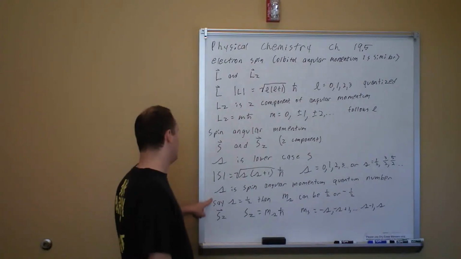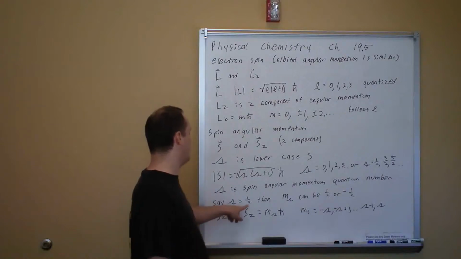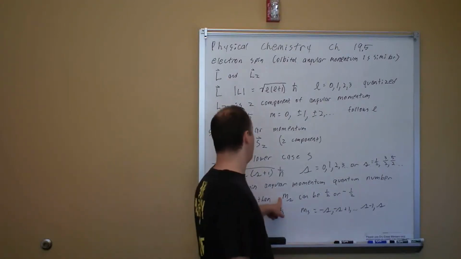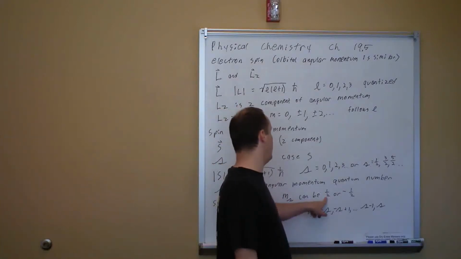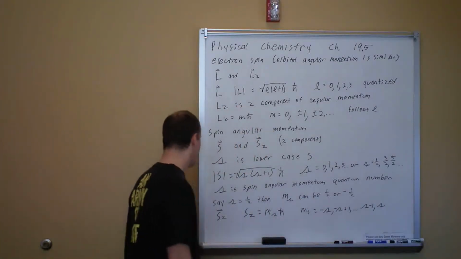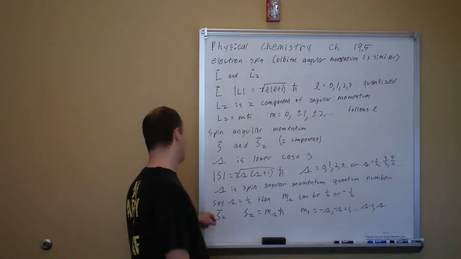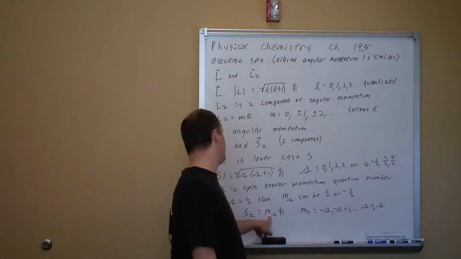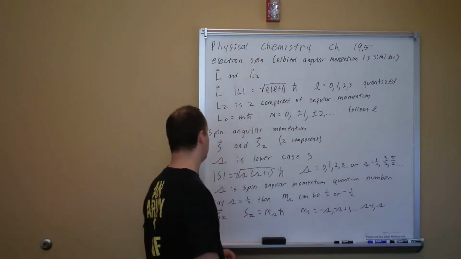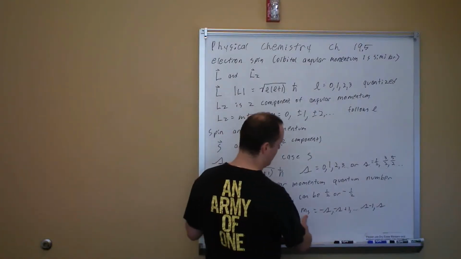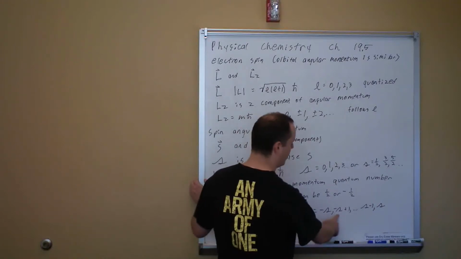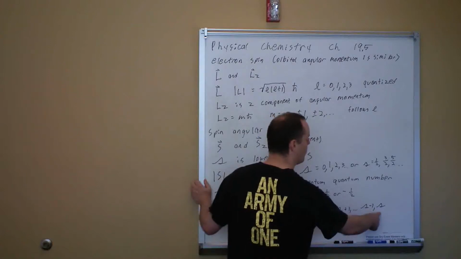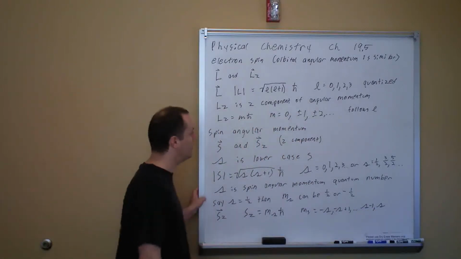So as an example, let's say that our spin angular momentum quantum number lowercase s is 1/2. Then m for that is going to be either plus 1/2 or minus 1/2. And so this Sz, now capital S, the vector, the z component, is going to be this ms times h bar. Remember this ms is going to go from minus s, to minus s plus 1, minus s plus 2, etc., through 0, all the way to s minus 1, to s.